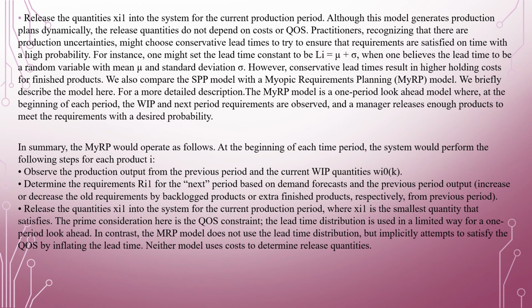We also compare the SPP model with a myopic requirements planning model. We briefly describe the model here. For a more detailed description, the MYRP model is a one period look ahead model where at the beginning of each period the WIP and next period requirements are observed and a manager releases enough products to meet the requirements with a desired probability. Overall, the MYRP would operate as follows.